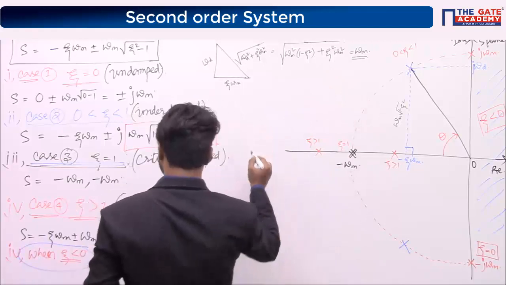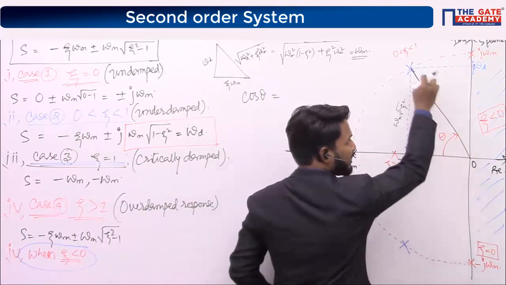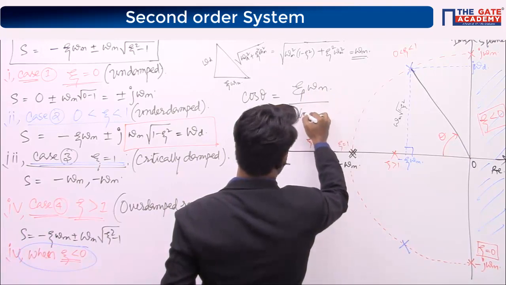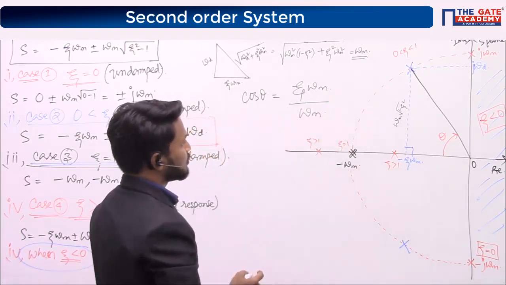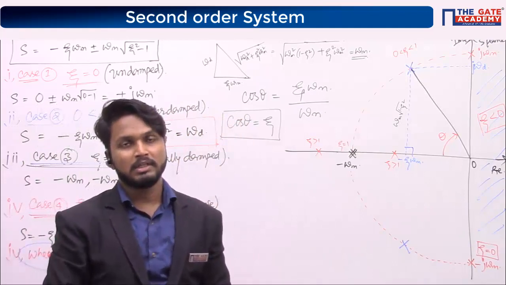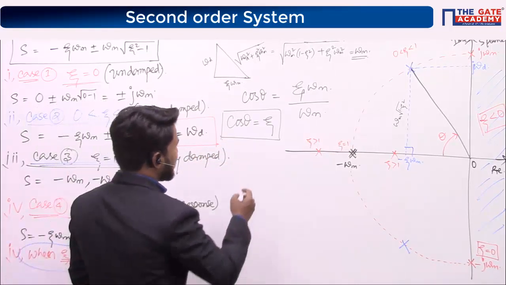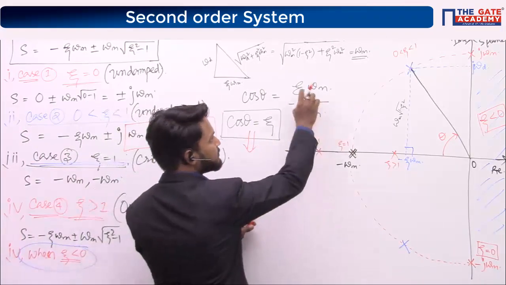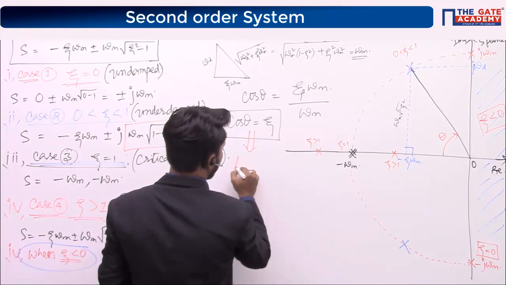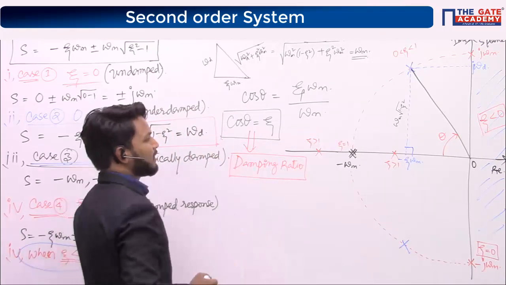Cos theta is equal to adjacent side divided by hypotenuse. The adjacent side is zeta omega n, and the hypotenuse is omega n. So cos theta is equal to zeta. Zeta is called the damping ratio, since it is the ratio of zeta omega n and omega n.